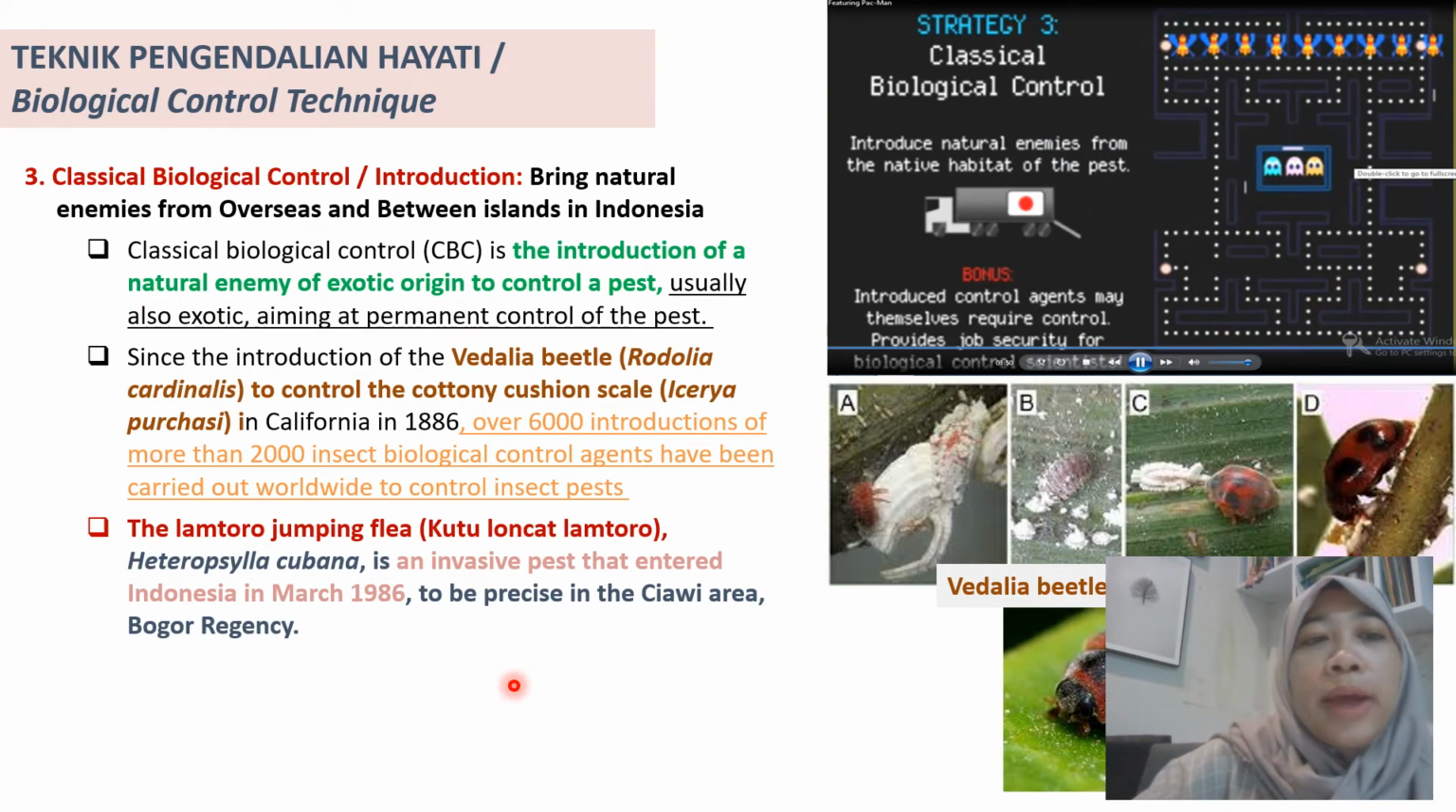And then the third one is classical biological control, or introduction. We can bring natural enemies from overseas, or between islands in Indonesia. If we don't have a specific natural enemy for some pest, we can bring natural enemies from outside the country, for example. This is how it worked in California. They introduced the Vedalia beetle, Rodolia cardinalis, to control the cottony cushion scale, Icerya purchasi.